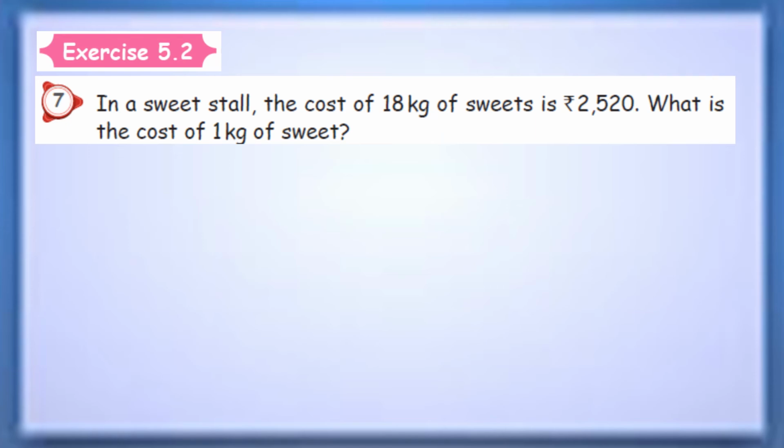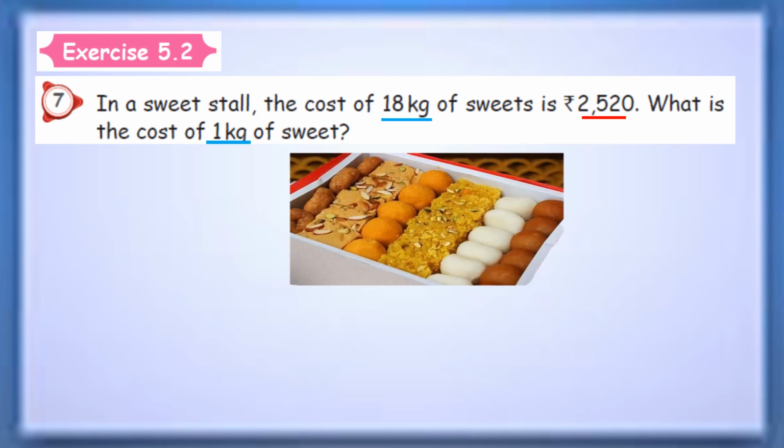Seventh sum. In a sweet stall, the cost of 18 kg of sweets is rupees 2520. What is the cost of 1 kg of sweets? So here also they have given the amount for 18 kg of sweets, isn't it? But we are going to find out 1 kg of sweets. That is the task. So once again, here we are going to do division only, right? So now it will be easy for you to identify the word problems, right? Okay. So let us see the solution.